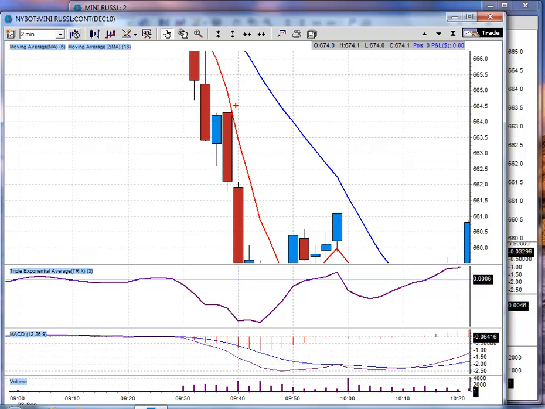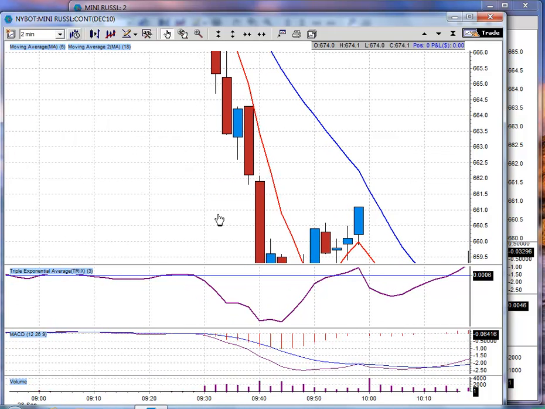I commonly teach, let your kinking candle finish before you take your entry. That's just my preference, but you don't necessarily always have to do that. When there's a lot of momentum, you can take your entry on that candle that's kinking. The thing about doing that is it's a much more aggressive way to enter, and I tend to be on the more conservative side.